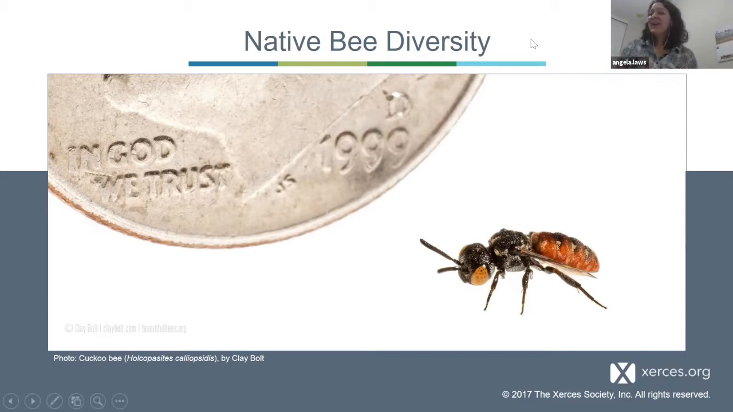And this behavior has evolved many different times. So there are lots of different types of cuckoo bees. There are some bumblebees that are cuckoo bees. It's a really fascinating behavior, I think.